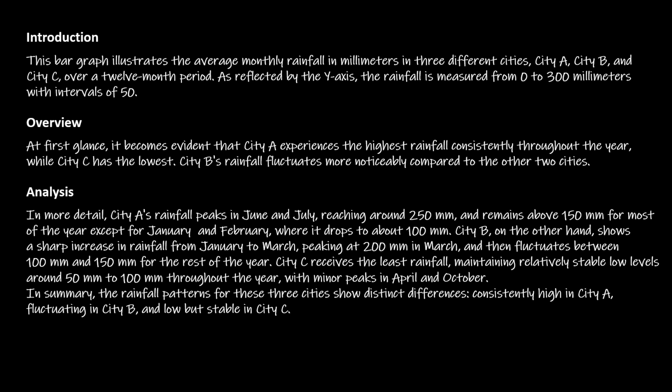City C receives the least rainfall, maintaining relatively stable low levels around 50 millimeters to 100 millimeters throughout the year, with minor peaks in April and October. In summary, the rainfall patterns for these three cities show distinct differences: consistently high in City A, fluctuating in City B, and low but stable in City C.